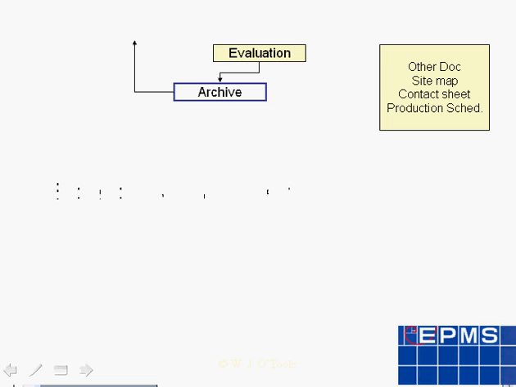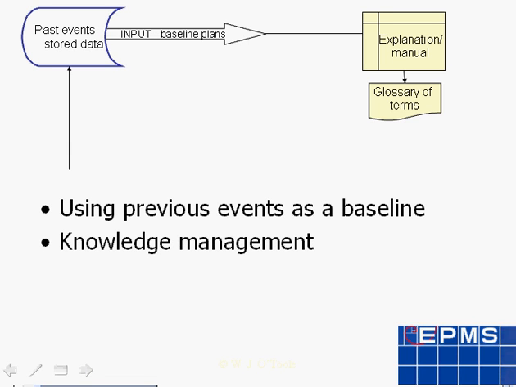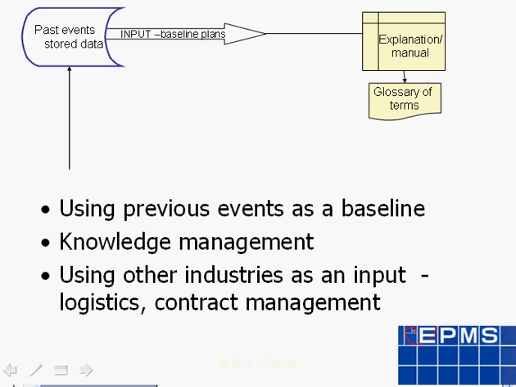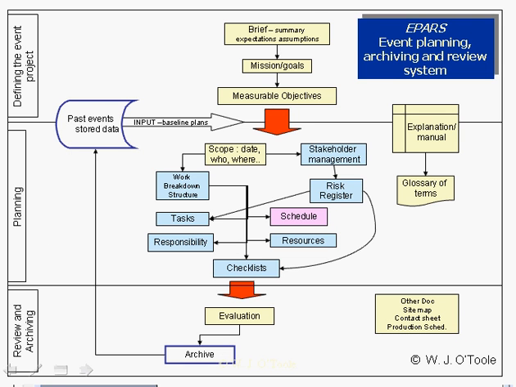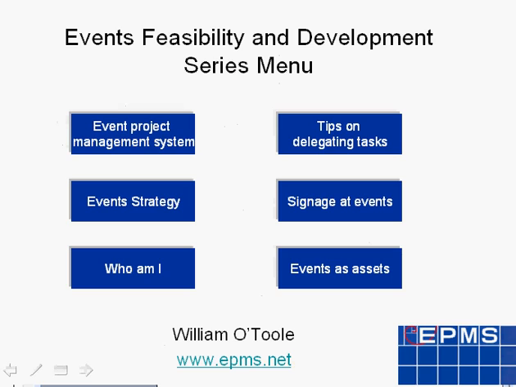Once the event is over, it is important in this system to evaluate the management of the event, not just the event itself. The results are then fed back into your next event as a baseline. So your event improves your management of your events. Each event, each pass through this cycle makes you and your team better at managing. This is the event planning, archive and review system.